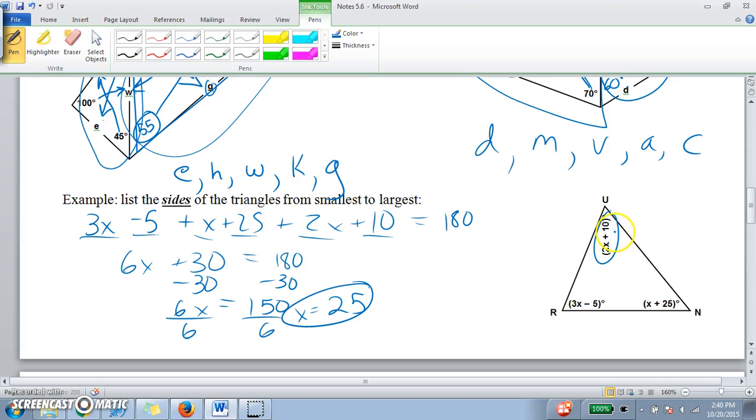So if x is 25 and I plug that into this one, 2 times 25 is 50, plus 10 is 60. So this is 60. 25 plus 25 is 50. 3 times 25 is 75, minus 5 is 70 right here. So 50 is the smallest.